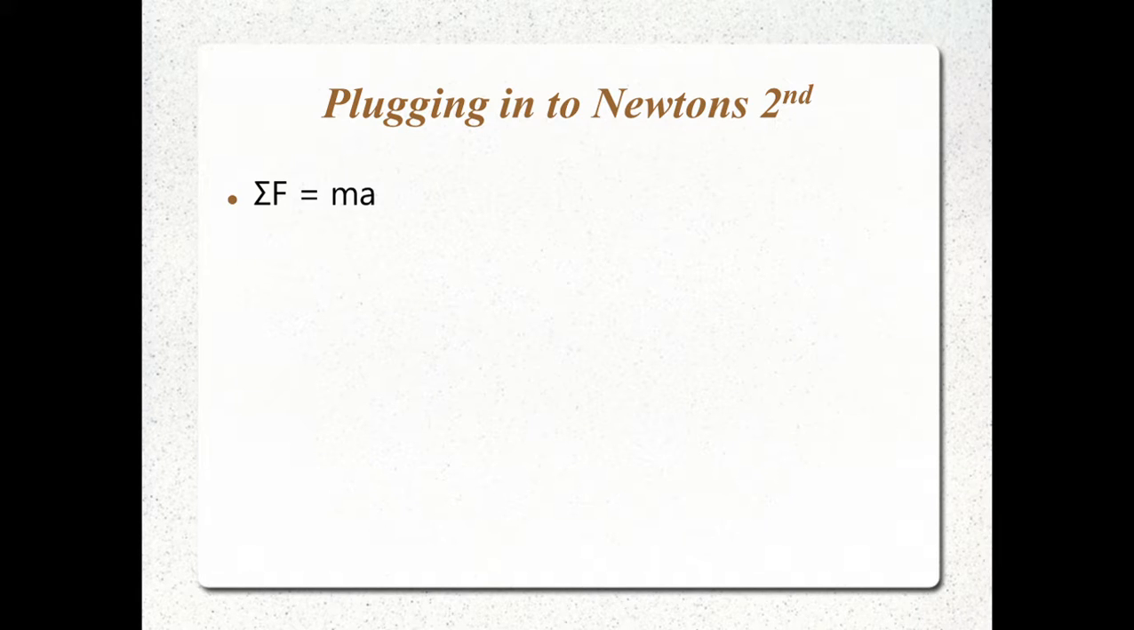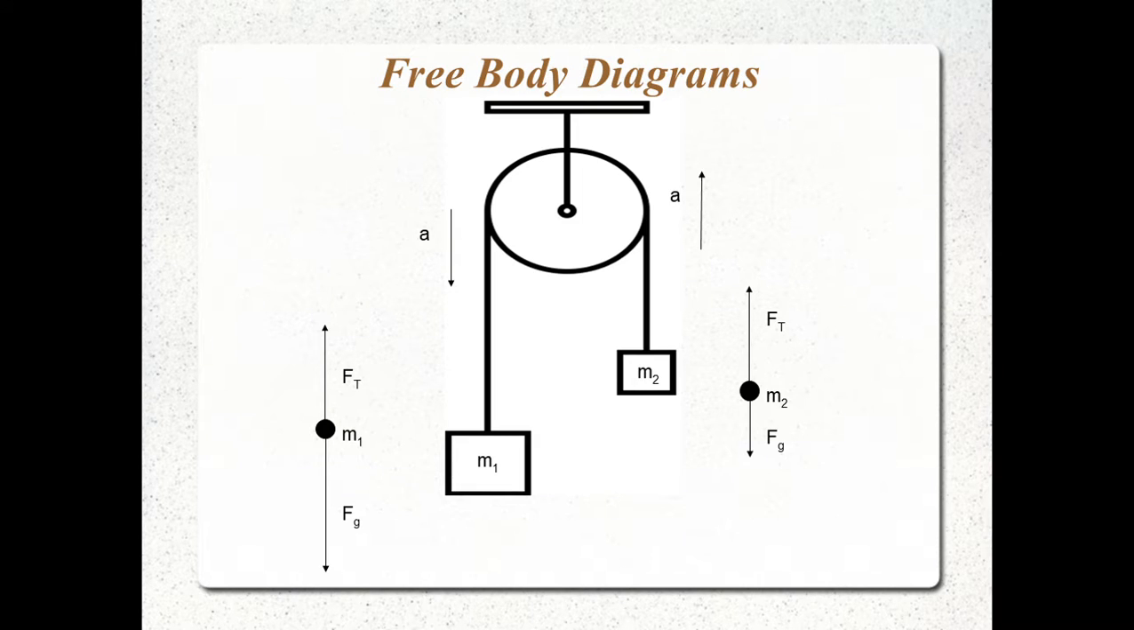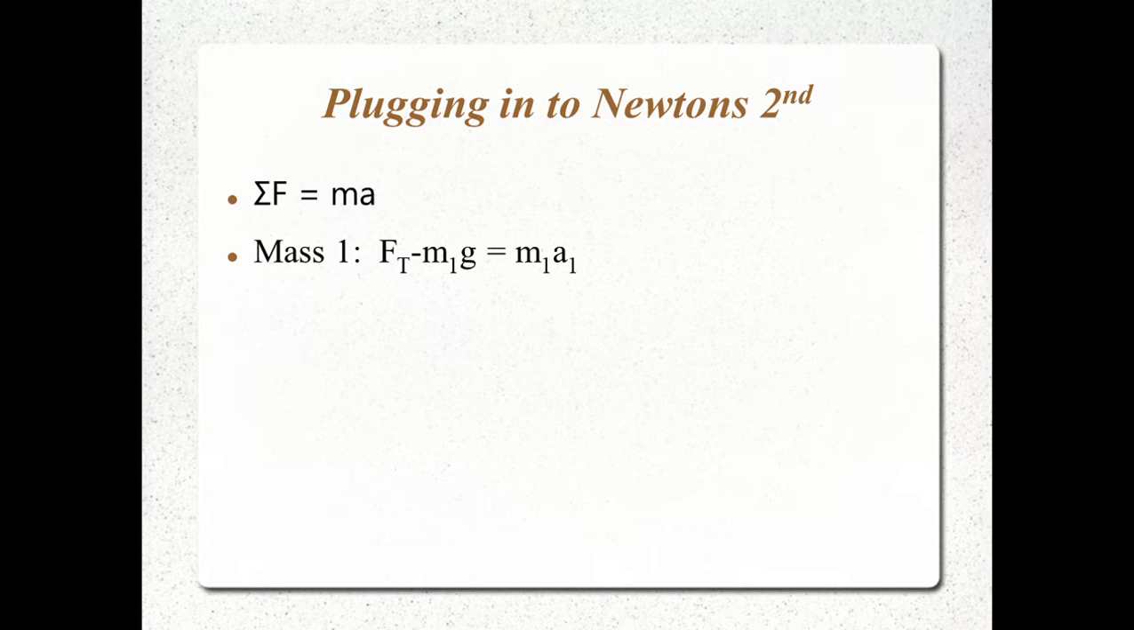So we plug that into Newton's second law, net force equals mass times acceleration. I can take each of those equations that we found from the free body diagram and turn those into two equations, one for mass 1, one for mass 2. So mass 1, there's an upward force of tension and its weight is downward, equals mass times acceleration. Mass 2, upward force of tension, downward force of the Earth, that equals mass times acceleration.